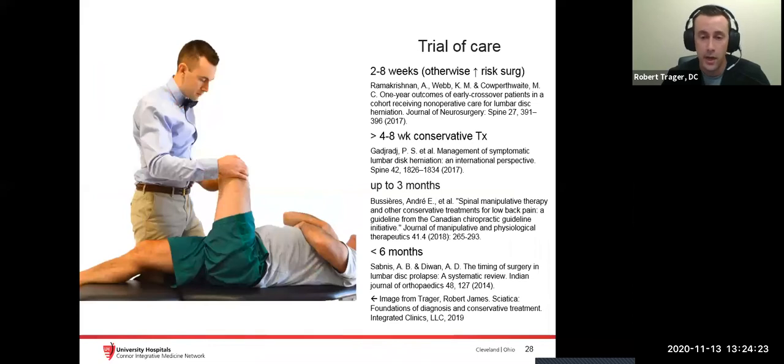Different guidelines are out there, different research studies are out there as far as how long we should treat a patient with sciatic pain as a chiropractor. And my rule of thumb is we should see some kind of relief within 5 visits or so. I mean, if a patient's not responding at all, then we tend to think of other options.